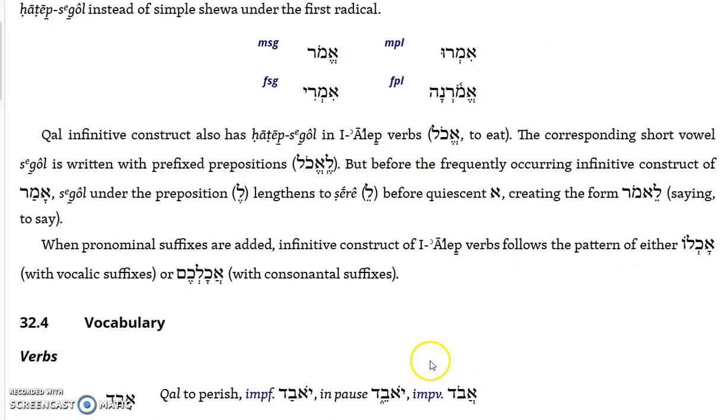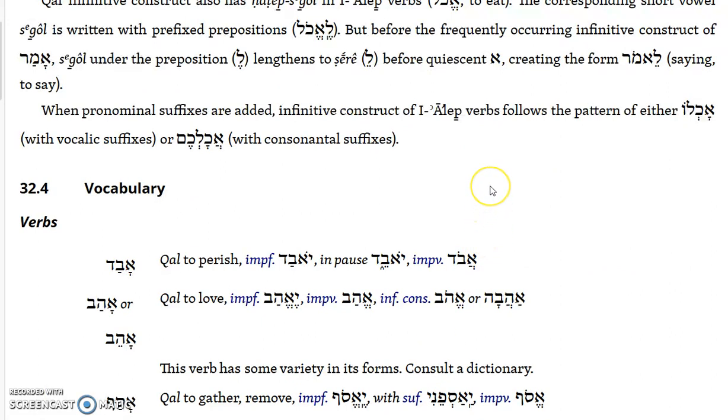When pronominal suffixes are added to the infinitive of first aleph verbs, they will either follow the pattern like oklo, where the vowel between the kaf and the lamed moves back, or you could get a pattern with a hataf patah under the aleph, as in akolkem. That would be a qamets hatuf, akolkem, and so that's how that would work. So that's the grammar of lesson 32.